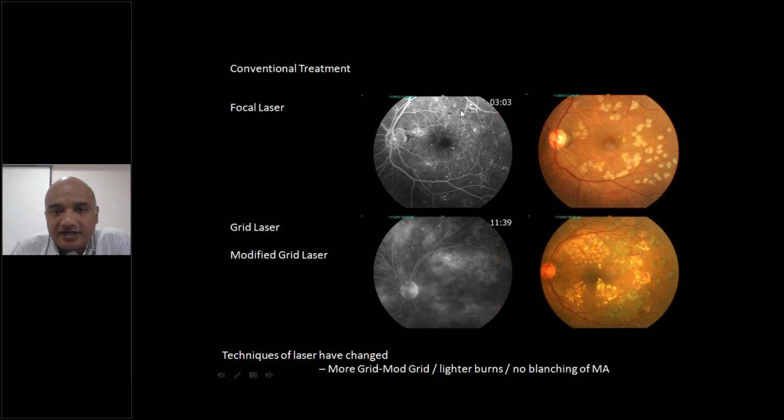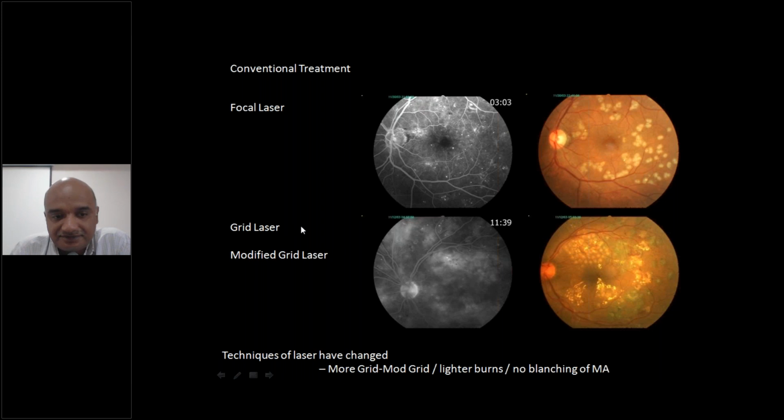It corresponds to the area of maximum microaneurysm. So if you see this particular area, you are giving laser in that area. Say for example here, in this area there are a few more microaneurysms, so you are giving lasers there. Here wherever one or two microaneurysms are there, they have given lasers. Now this is focal laser. Wherever there is leakage, wherever you are identifying microaneurysm, you are giving focal laser.